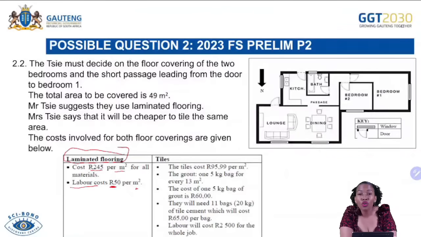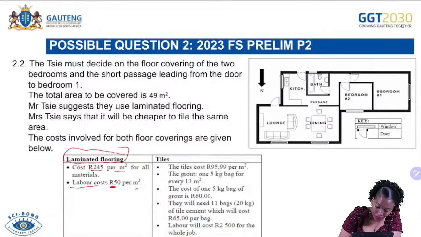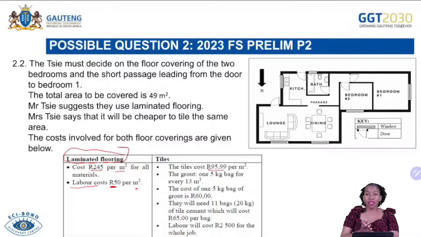The second option, which is the option of tiling, the cost of the tiles is 95 rand 99 per square meter. And then the grout is that special cement that they are using for tiles. 1 5 kg bag for every 13 square meter. So it means the grout, when they buy it, it only comes in 5 kilograms.